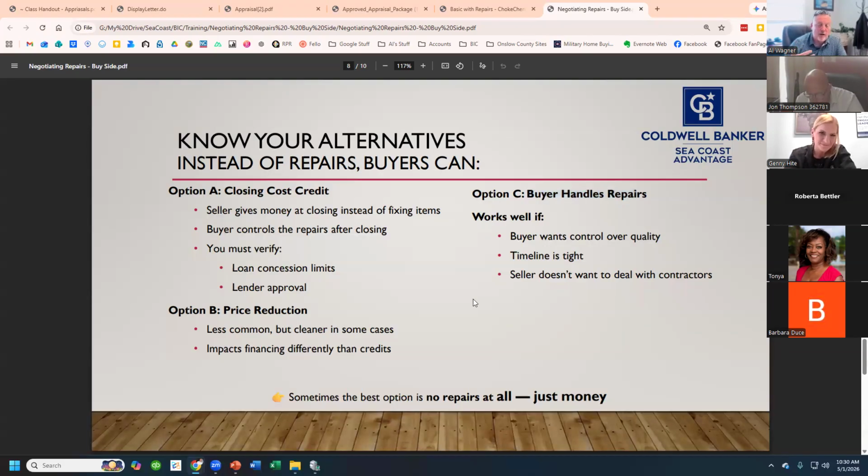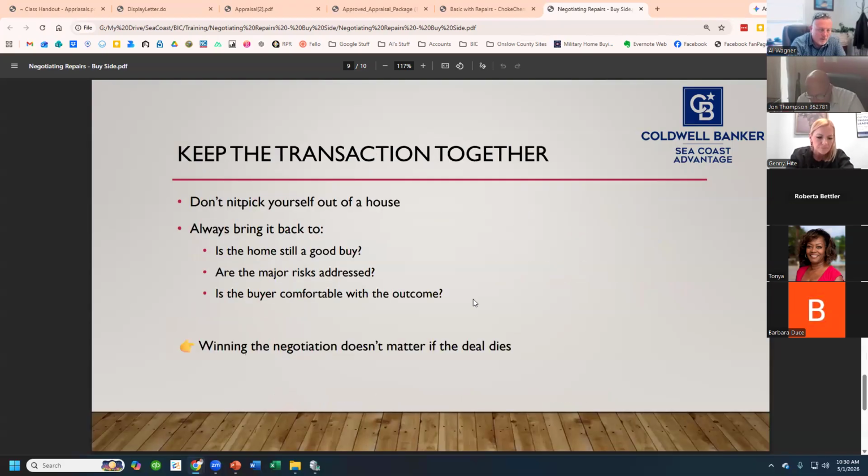And again, this is where understanding and knowing everything that's going on, talking to your buyer about what's important to them, understanding all their inspection reports, and also understanding what kind of credits there are and how to move that stuff around. That's your job. And this all helps keep that transaction together. Don't nitpick yourself out of a house. Don't sit here and say, this little thing and this little thing.